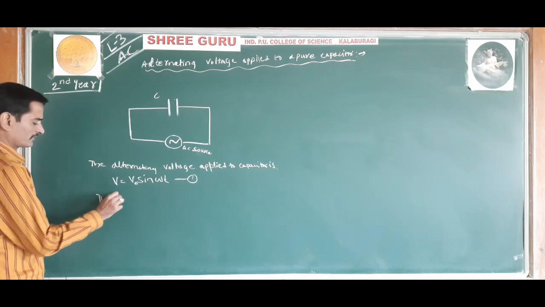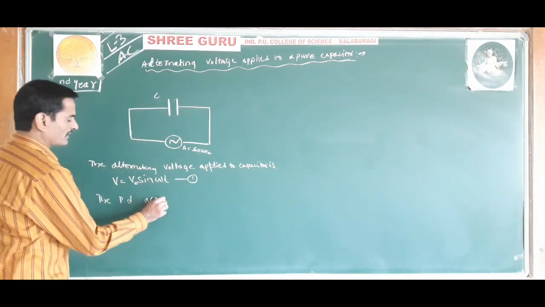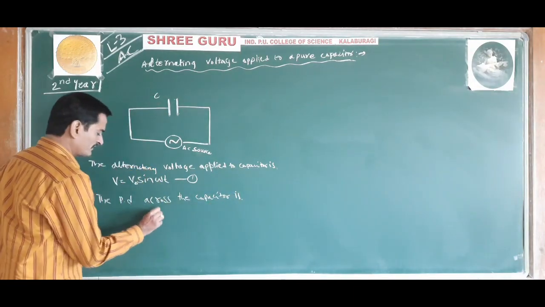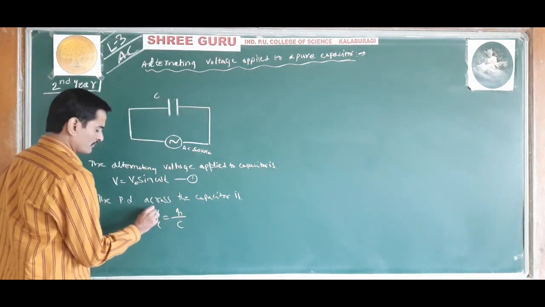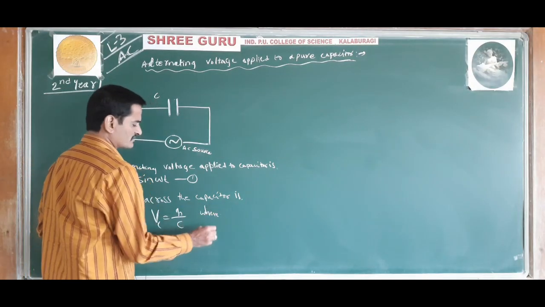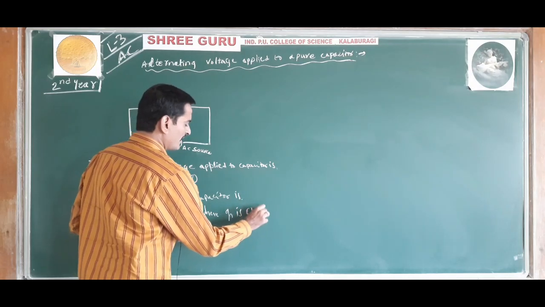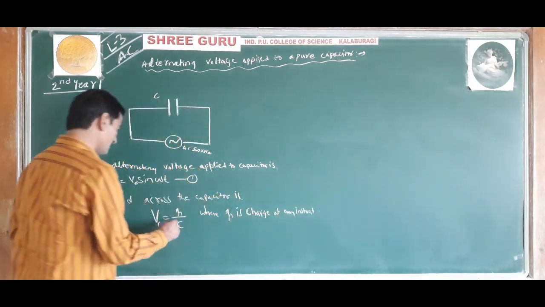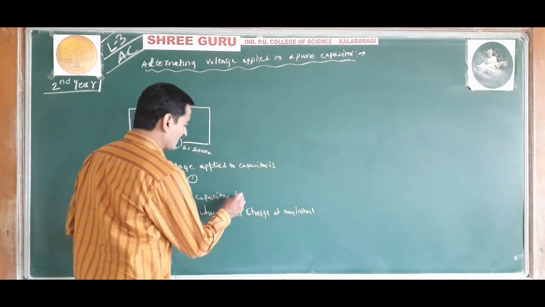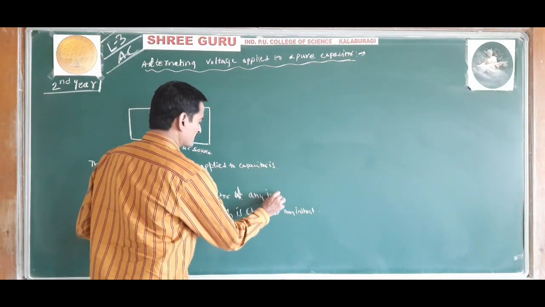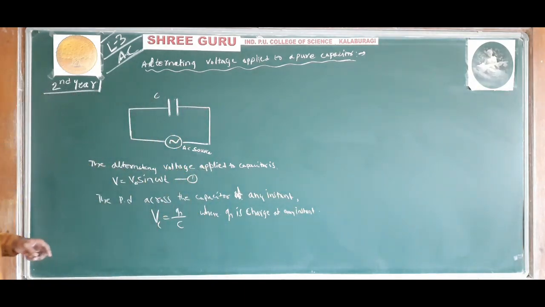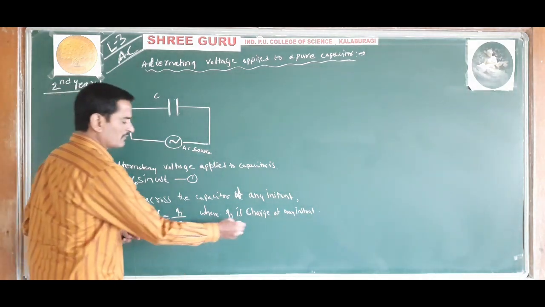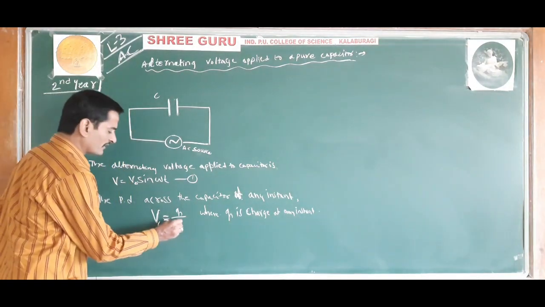The potential difference across the capacitor at any instant is given by Vc equals Q divided by C, where Q is the charge at that instant and C is the capacitance of the capacitor.